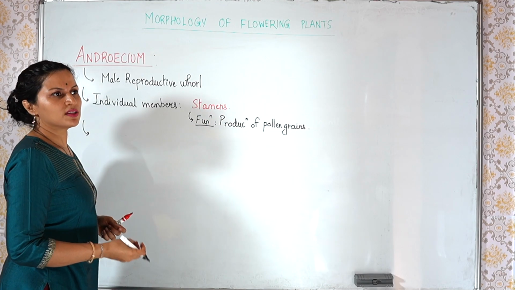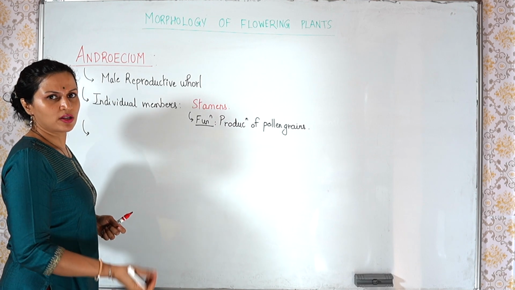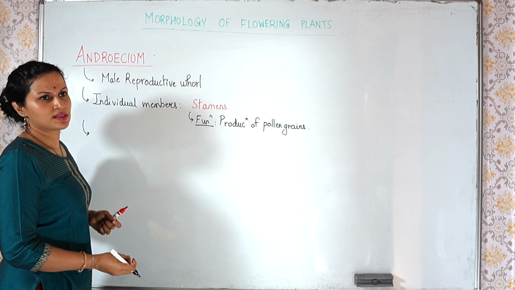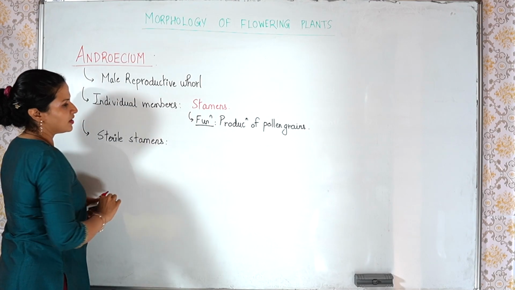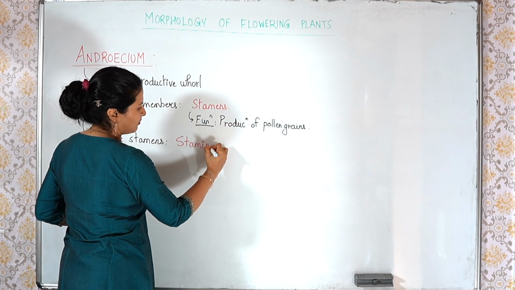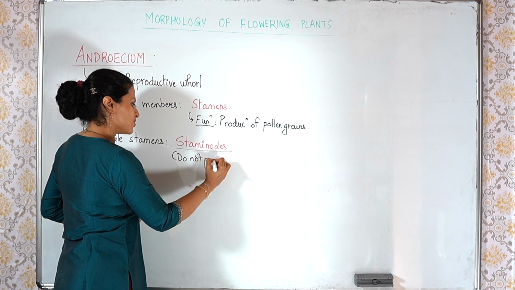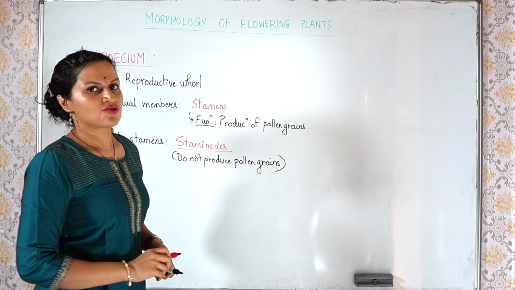Some of the stamens within the flower may not be able to produce pollen grains. They are sterile stamens, and such sterile stamens are known as staminodes. Sterile stamens are known as staminodes. Do not produce pollen grain. Now we will look at the structure of the stamen.